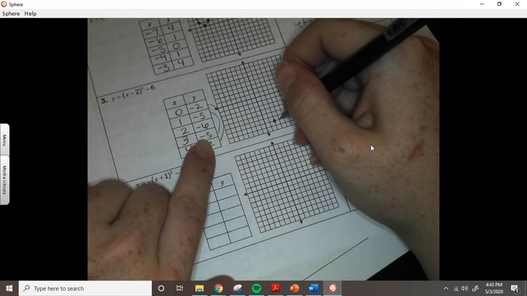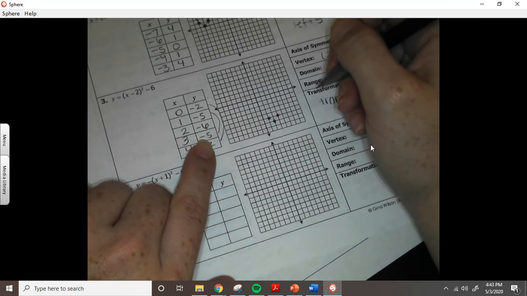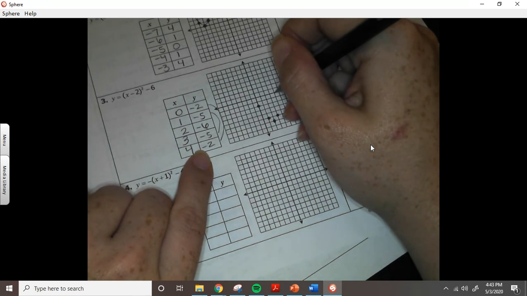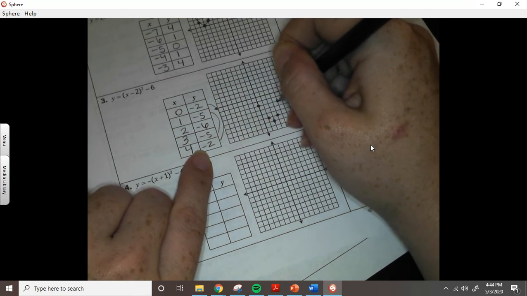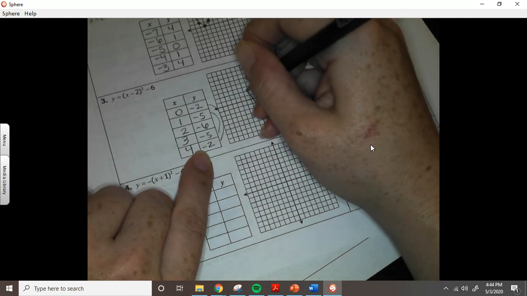3, negative 5. So if that was 2, this is 3 going up. That means this is 1, negative 5. 0, negative 2. And 4, negative 2. Didn't quite make it through that point. That's okay. So again, were we correct? Yes. No reflection. It just moved right 2 and down 6 from that origin.